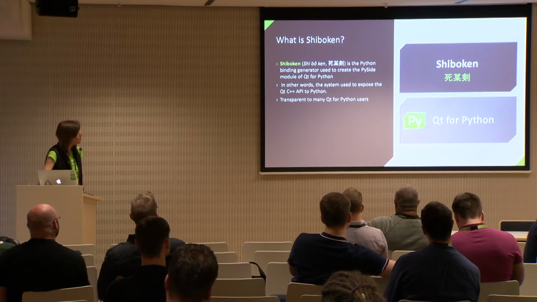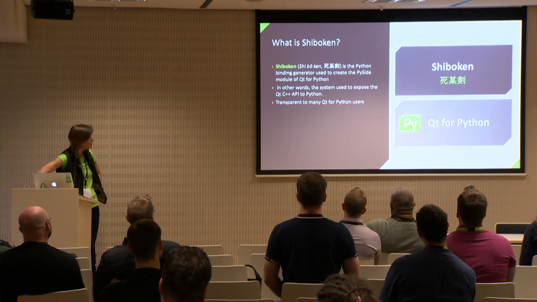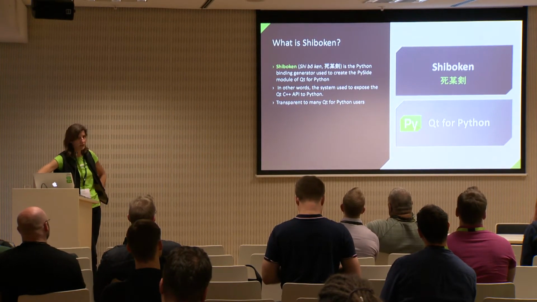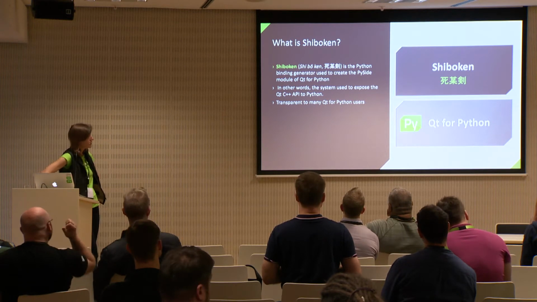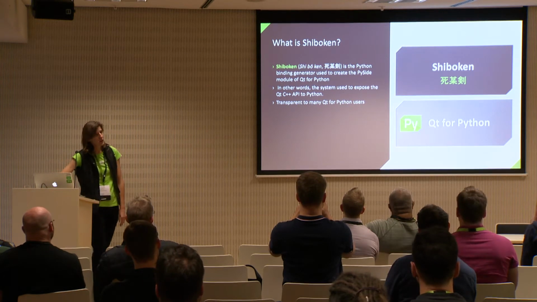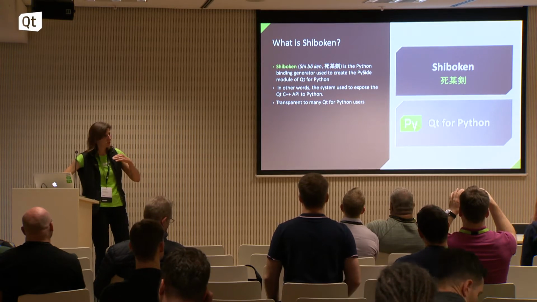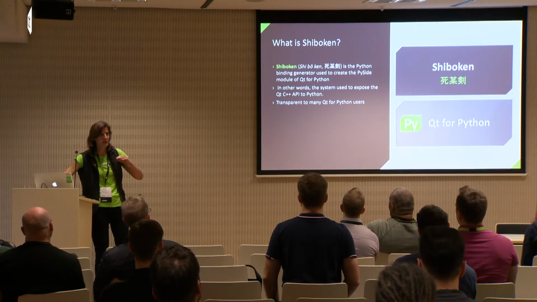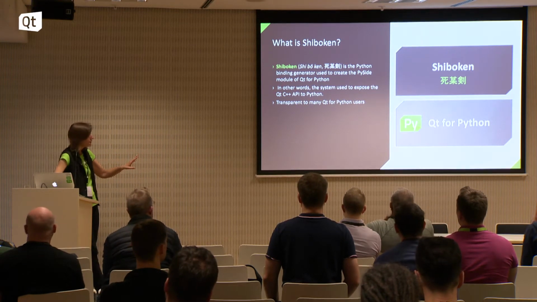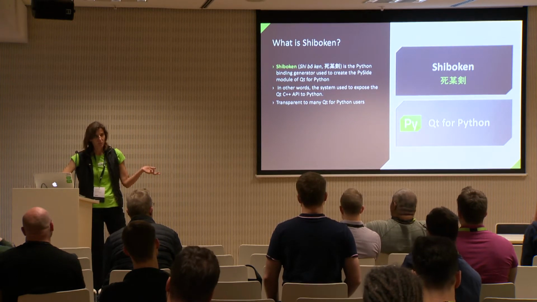So what is Shiboken? Well, we've already gone over it in the last talk, but I'll just review it real quick. It's the Python binding generator used to create the PySide module of Qt for Python. In other words, it's a system that is used to expose the Qt C++ API to Python. For many Qt for Python users, it's totally transparent to them. They use pip install to install Qt for Python, utilize Python and Qt, and are completely happy. But there's some cases where you may want to use Shiboken to access existing C++ libraries.